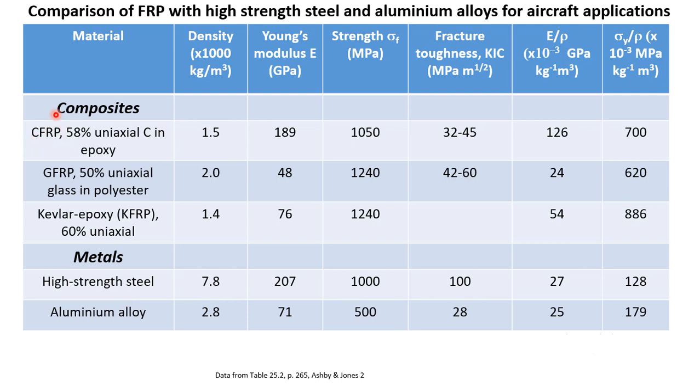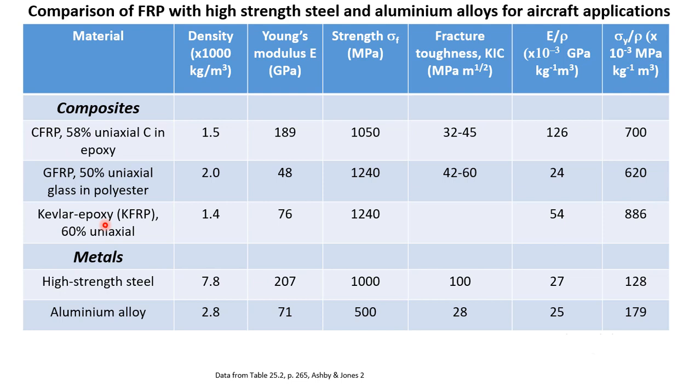In composites we have carbon fiber reinforced plastics, CFRP, 58% uniaxial carbon in epoxy. The second one is glass fiber reinforced plastics, GFRP. This is 50% uniaxial glass in polyester. So these matrices are different. Then we have Kevlar with epoxy, KFRP, 60% uniaxial. So these two composites, Kevlar epoxy and CFRP, are very similar in percentage.